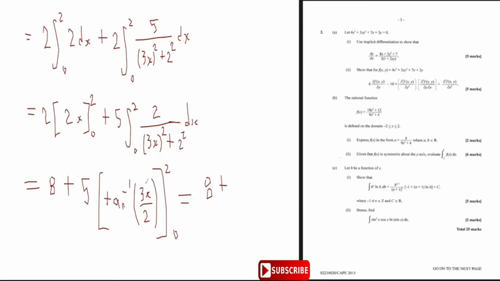All right, and I think probably they're working in radians. So put your calculator in radians. 3 times 2 divided by 2, that's tan inverse of 3. And you multiply that by 5. All right, so it's 8 plus 6.245.